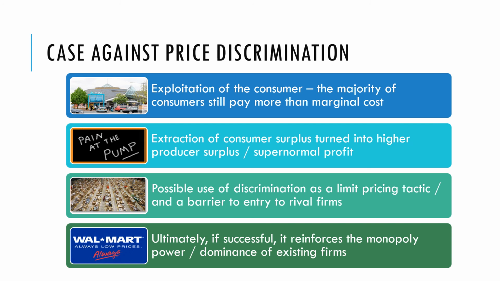Discrimination can be used as a sort of limit pricing tactic. We can offer certain groups a lower price that we know our competition can't compete with, and use that to create a barrier to entry. If successful, this can reinforce the monopoly power. We can use the supernormal profits to reinforce our position in the market to create more barriers to entry.